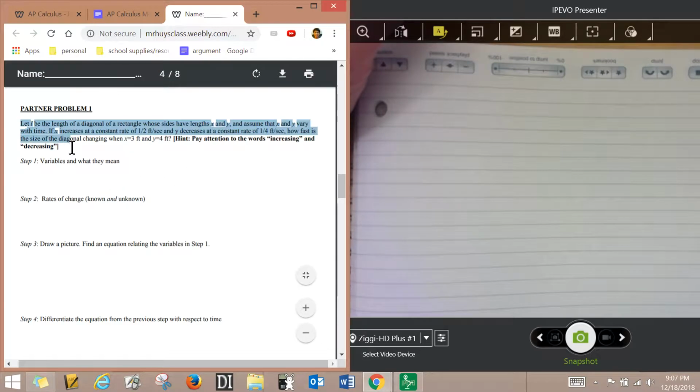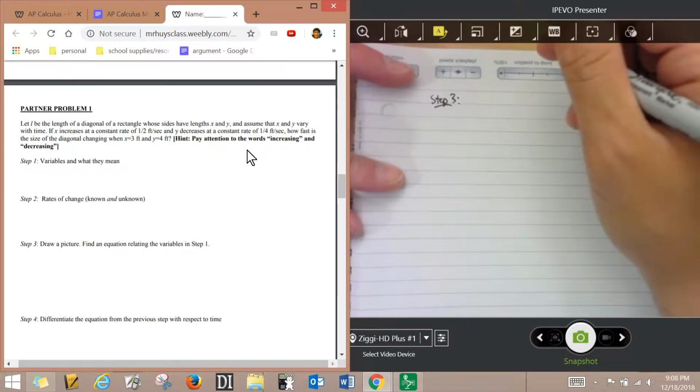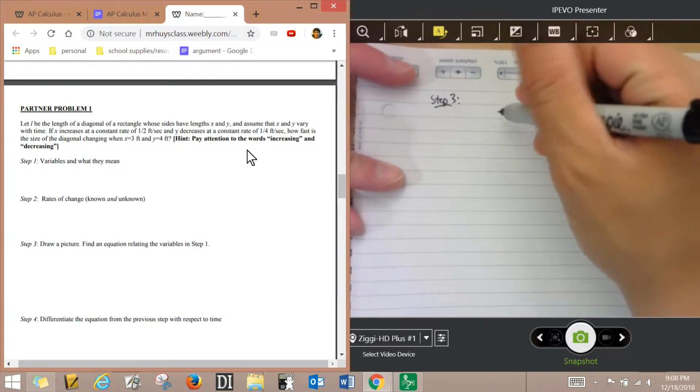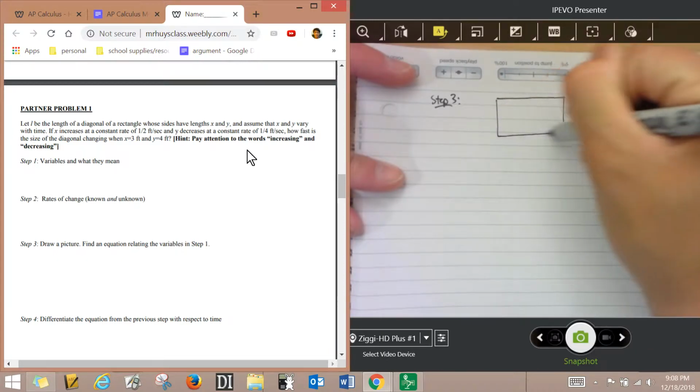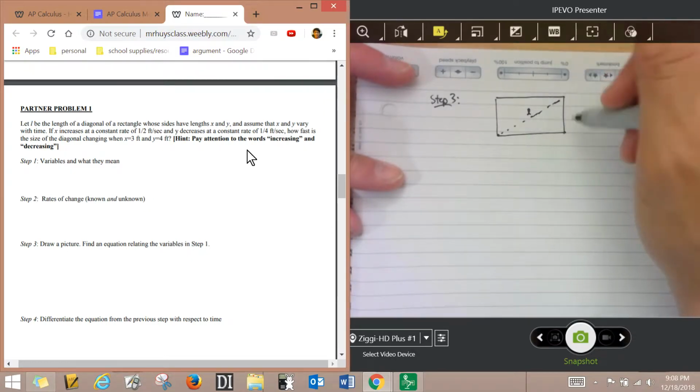Okay, so read this to yourself. Let L be the length of a rectangle whose sides. So I might actually just go on to step 3 to figure out what's going on. But let L be the length of a diagonal of a rectangle whose sides have a length of x and y. So I'm gonna just kind of work around and start at step 3. Why not? Step 3 is a rectangle with a diagonal called L. Put like a cursive L there. Side lengths of x and y.